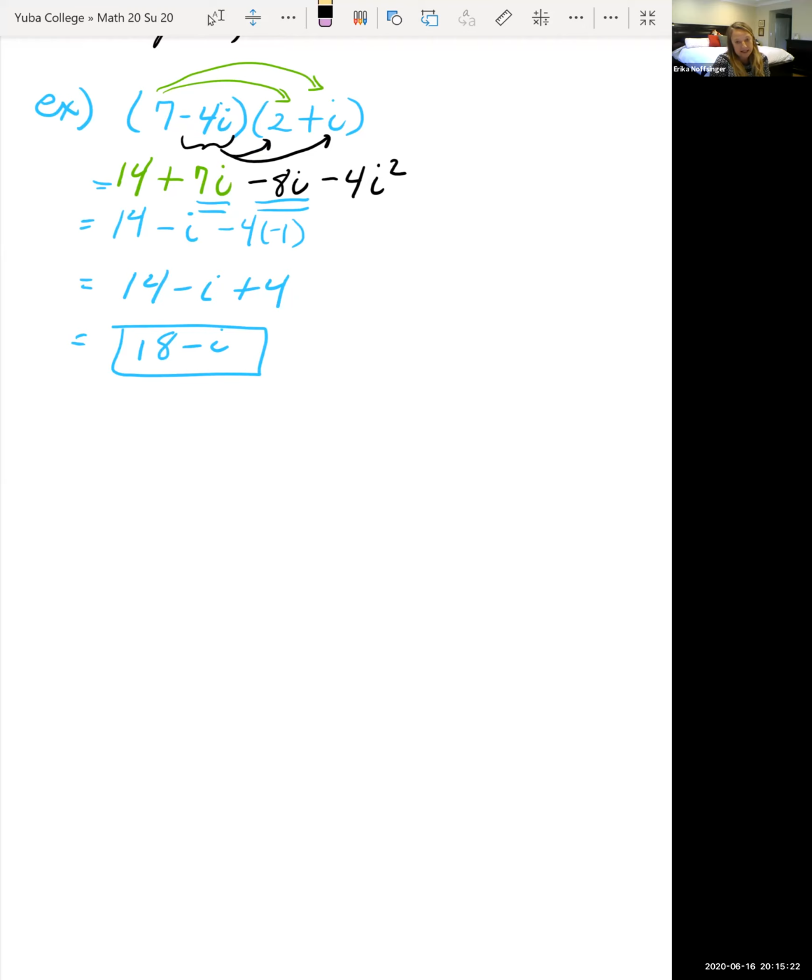Okay, so the last thing in this for operations is division. And so in division, we don't like i in the denominator. And so to get rid of the i in the denominator, we want to multiply by the conjugate of that complex number, both to the numerator and denominator. We want to make it a fancy one.